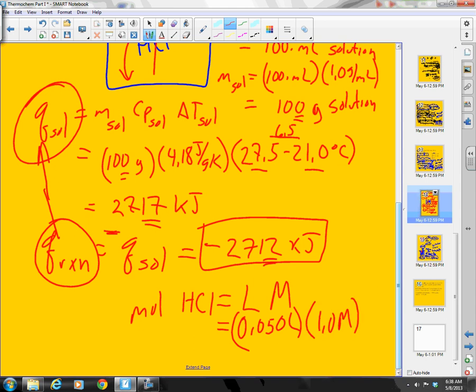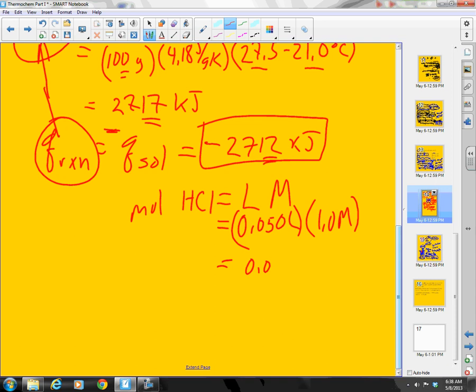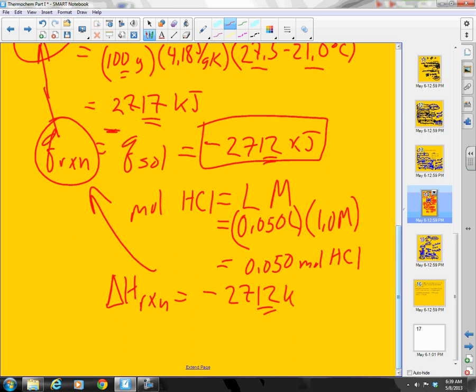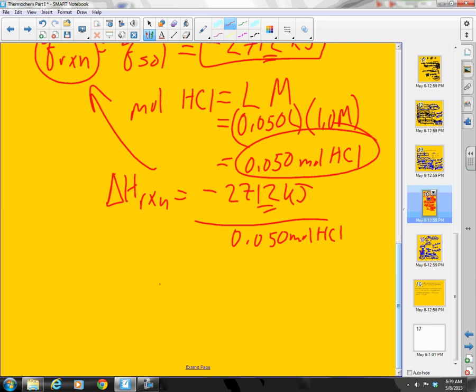1.0 molar. And so what do I get? It looks to me like I have 0.050 moles of HCl. So what is my delta H reaction? Well, it's going to be my Q reaction, which is a negative 2712 kilojoules divided by my moles, 0.050 moles of HCl. And when I use the wonders of my microchips, I end up getting 5, 4, 3, 4, 0.